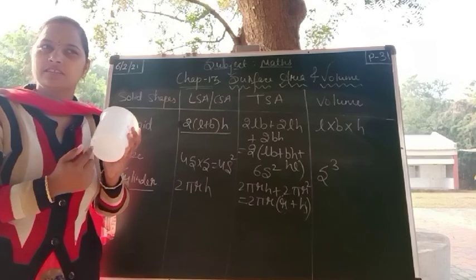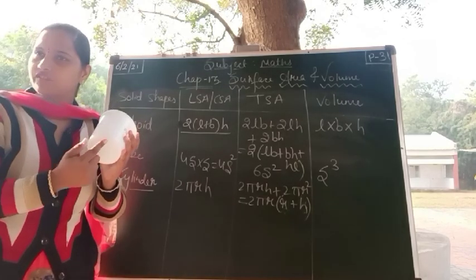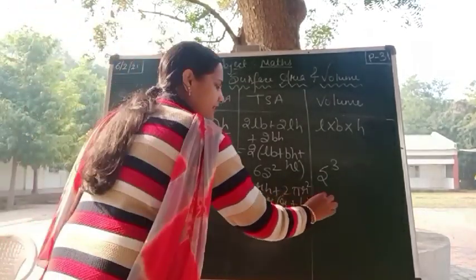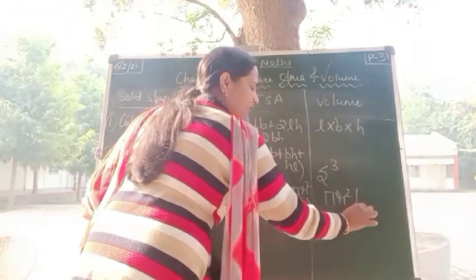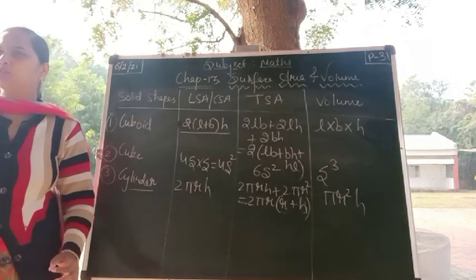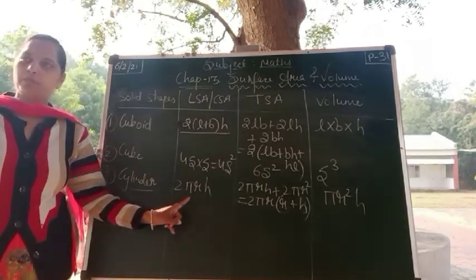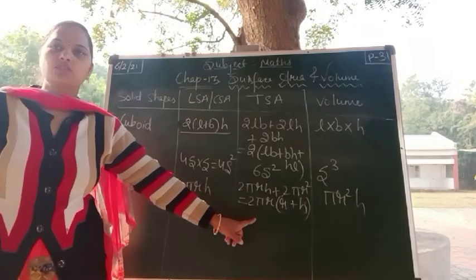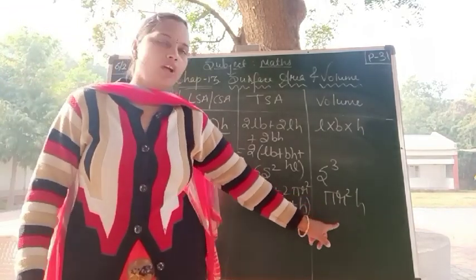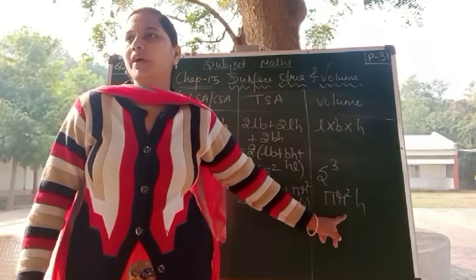Area of base, that is area of circle, pi r square, into h: pi r square h. What is the difference here? Very easy. No need to learn it if you know the concept. I know 2 pi r h is the curved surface area. This is 2 pi r (r plus h) including the top and the bottom. And here is the volume, area of base, pi r square, into h.